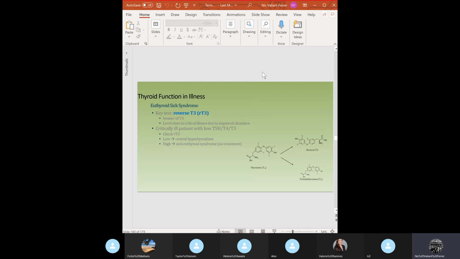So check T3. If they are low, central hypothyroidism. If they are high, sick euthyroid syndrome. No treatment for your sick euthyroid syndrome.